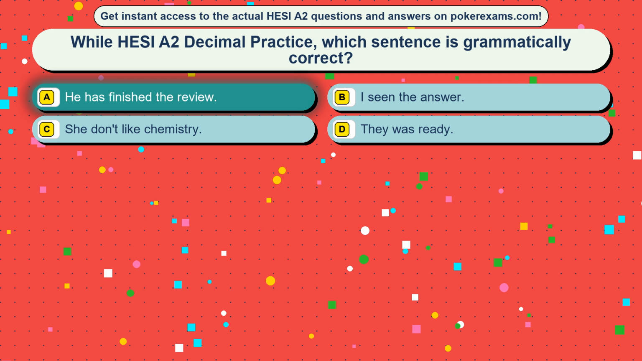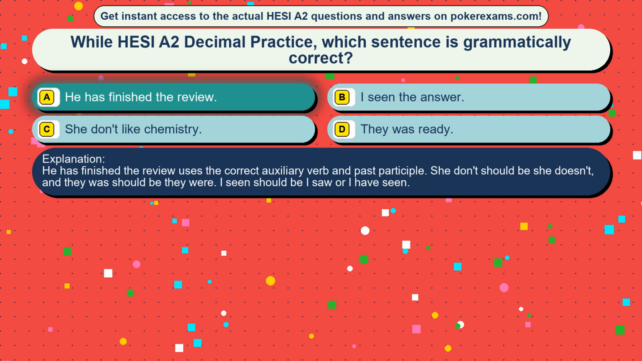He has finished the review. He has finished the review uses the correct auxiliary verb and past participle. She don't should be she doesn't, and they was should be they were. I seen should be I saw or I have seen.